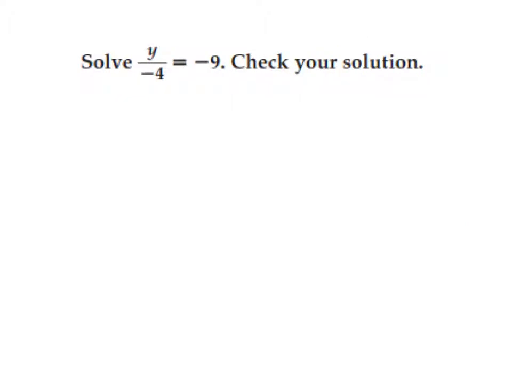All right, we can see our next slide has solve y divided by negative 4 is equal to negative 9. Check your solution. So this time we're just going to check our solution after we find out what y is equal to. I'm going to go ahead and pull this out. So y divided by negative 4 is equal to negative 9.